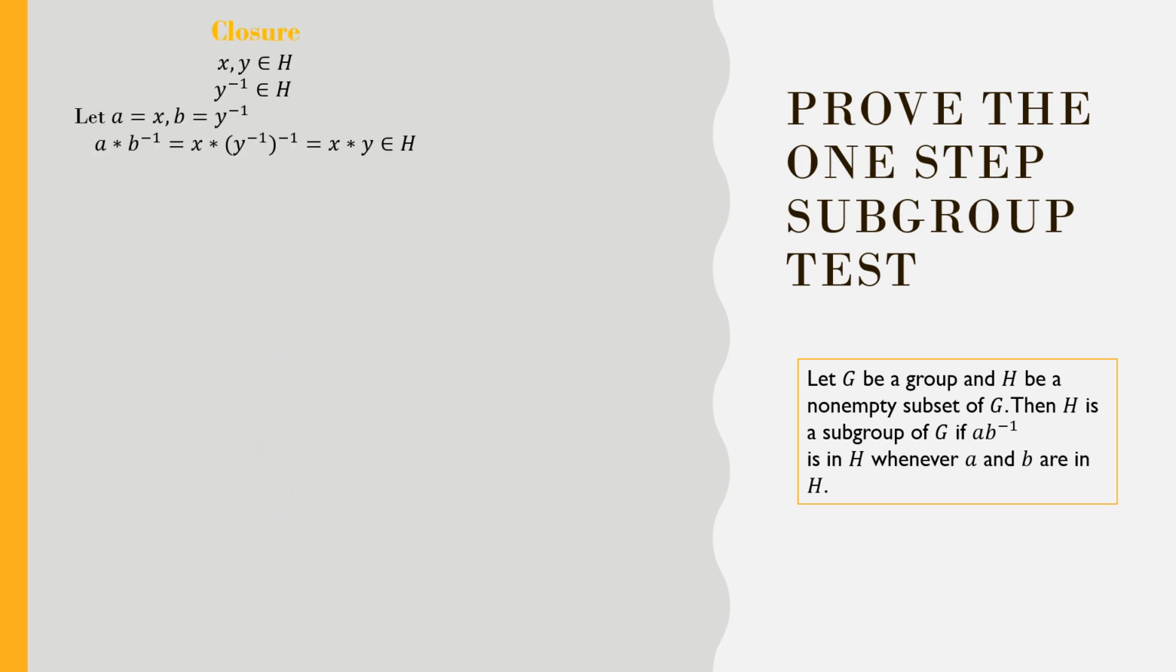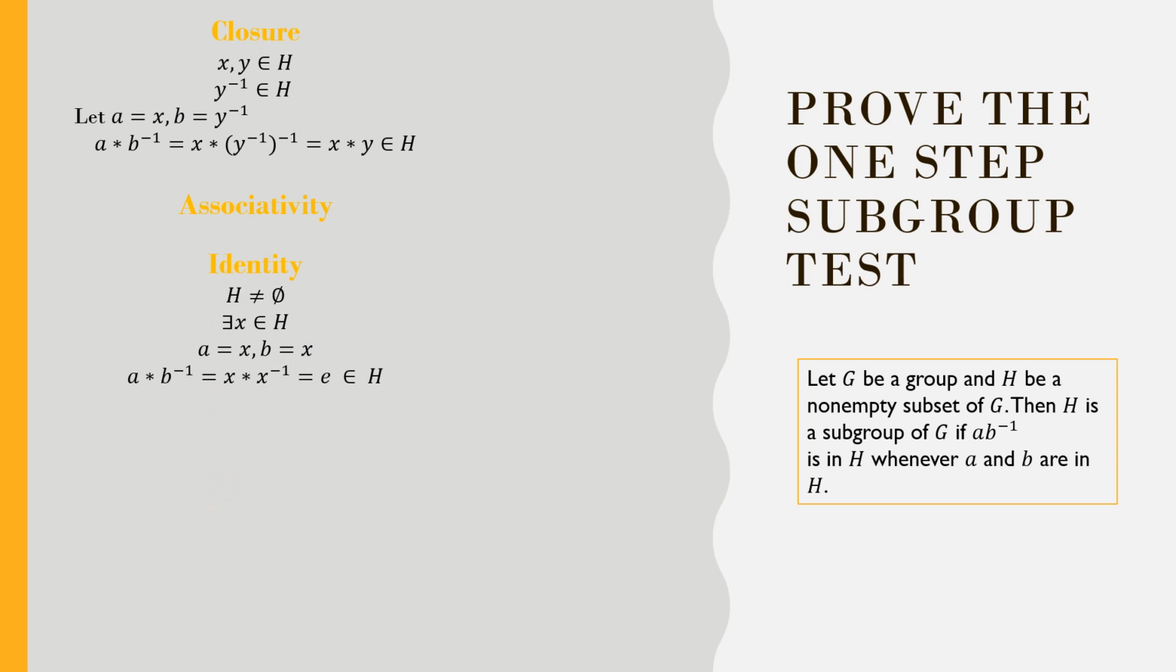I need to show that if x and y are elements in H, then xy is in H. If the inverse of y is in H and we let A equal x and B equal the inverse of y, we know A times the inverse of B is in H, and then x times the inverse of y is in H, so xy is in H. As G is associative, H is too.